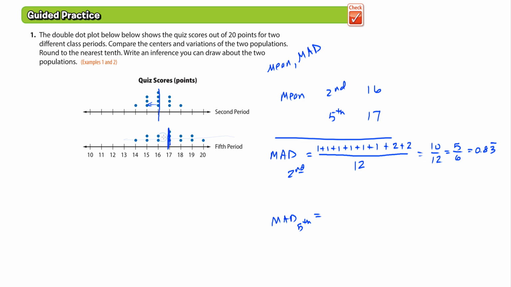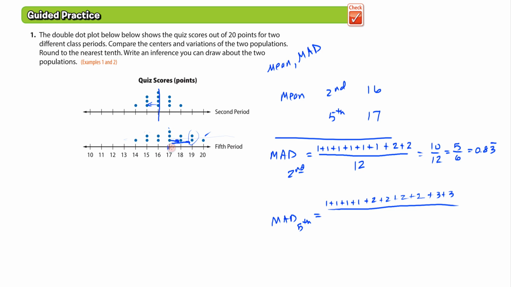There are 4 dots that are 1 away. These 2 and these 2, 4 dots that are 1 away. So I'm going to have 1 plus 1 plus 1 plus 1. And then we have 4 dots that are 2 away. So I'm going to have a 2 plus 2 plus 2 plus 2. And then I have 2 dots, this one and this one, that are 3 away. So 3 and 3. And then I'm going to divide by how many total dots there are.